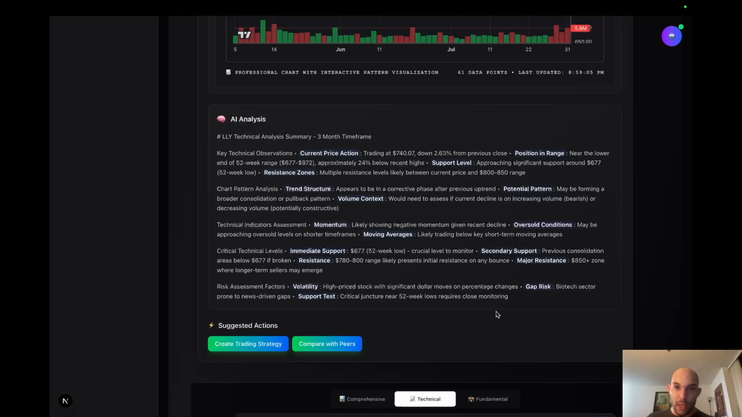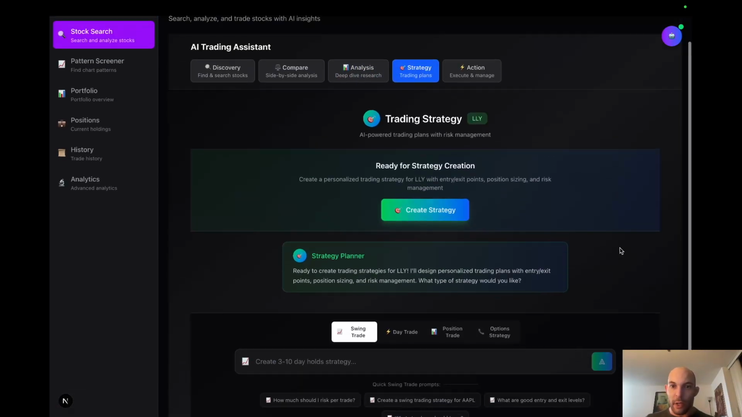So current price action, and then chart pattern appears to be in corrective phase. Potential pattern may be forming a broader consolidation or pullback. Momentum likely shows negative oversold conditions. Immediate support, crucial level to monitor. Okay, so let's see what happens when we go to create a trading strategy.